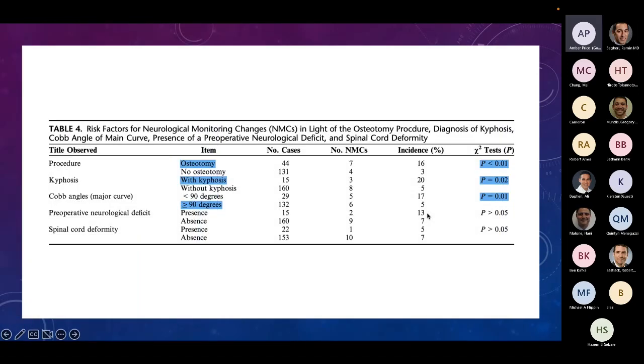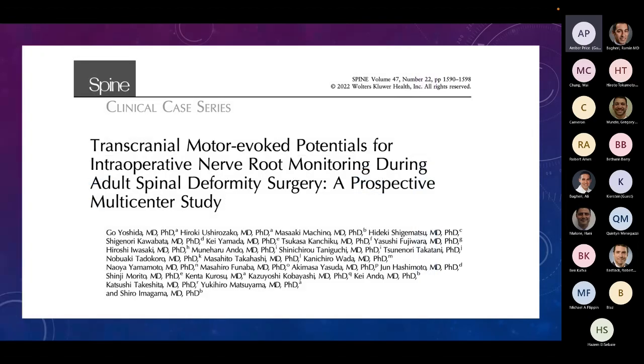And then they looked at what risk factors were present for neurological monitoring changes in these patients. And so patients were more likely to have neurodeficits with concurrent changes on their neuromonitoring if they had had an osteotomy, if they had a significant kyphosis prior to surgical intervention, and with Cobb angles of greater than 90 degrees. So if you have a neuromonitoring change in a patient that has any one of those risk factors, the likelihood is more that it is real.